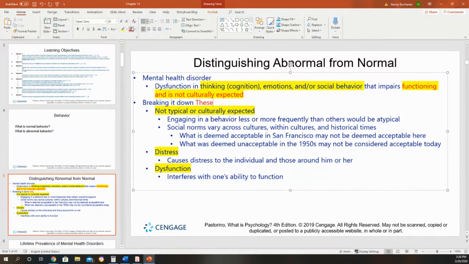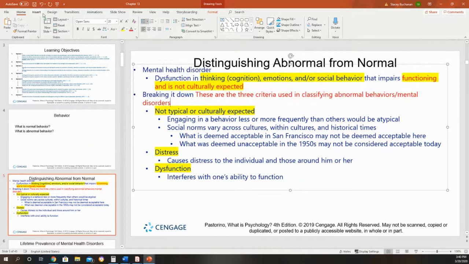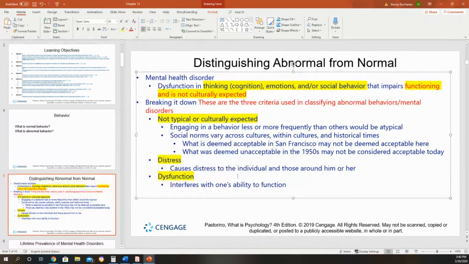So just put a note here for you to remember. These are the 3 criteria used in classifying abnormal behaviors. And also, so I'm actually going to just put it like this, mental disorders. So bear that in mind. So the 3 things you need to know in distinguishing abnormal and normal behavior is, is it not typical or culturally expected? Does it cause distress? And does it cause dysfunction?